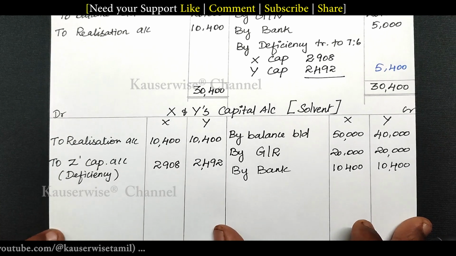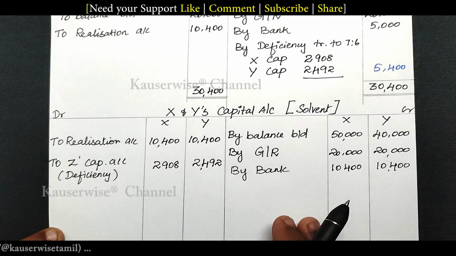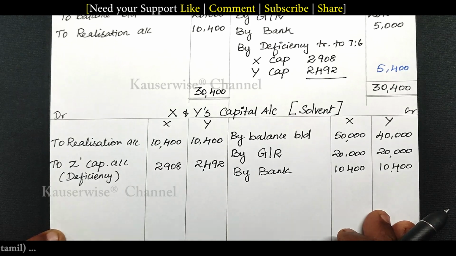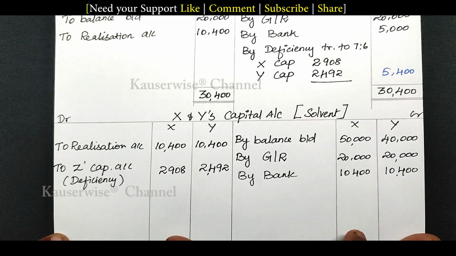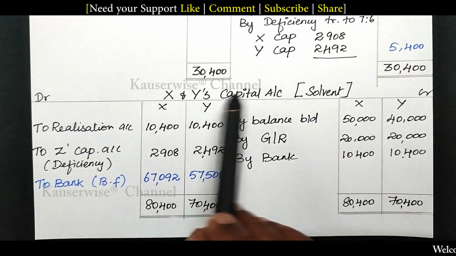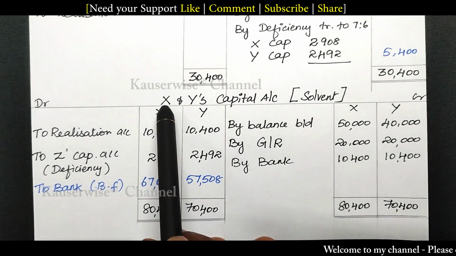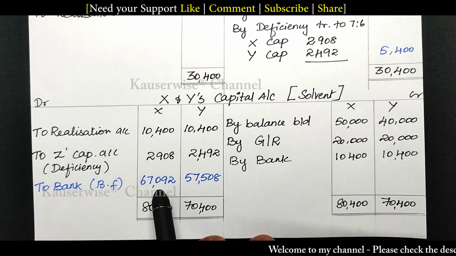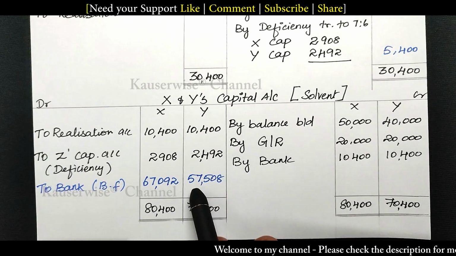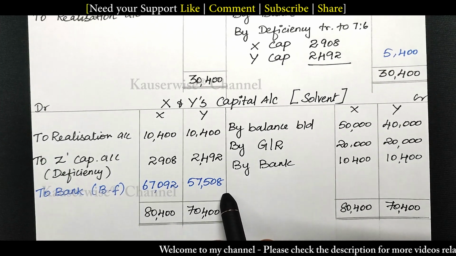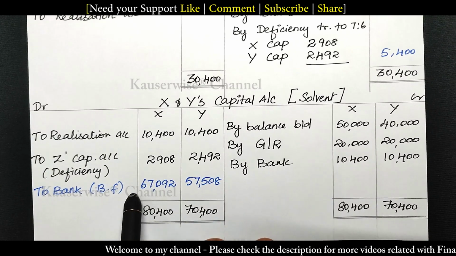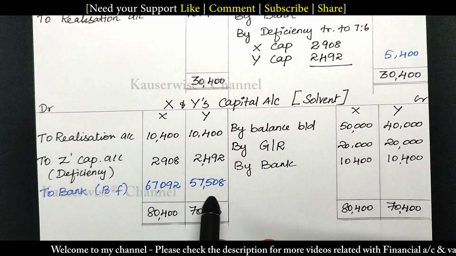We'll see whether a settlement is made to the partner or we are going to collect an amount from the partners. Okay, let's see the balancing figure. See the capital account of the solvent partners. Here we are getting the balancing figure on the debit side. For X, how much? 67,092. For Y, 57,508. So this is the final settlement made to X and Y.